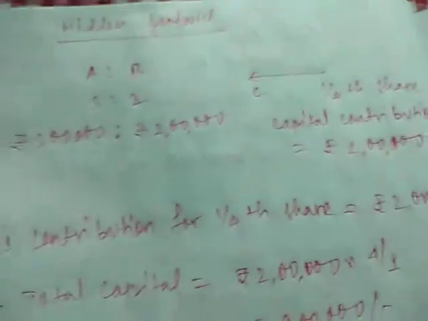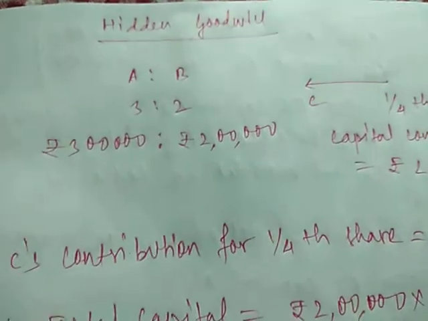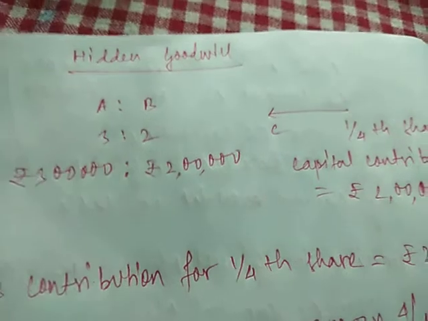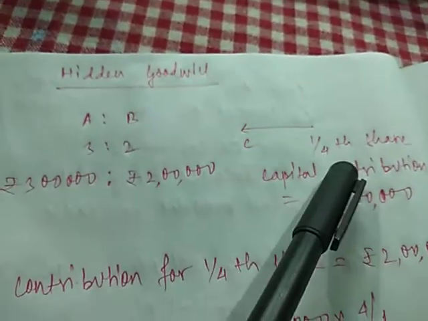Today we'll discuss the topic hidden goodwill. Just consider an example. If there are two partners A and B, the ratio between them is 3:2. C is the new partner being admitted for 1/4 share. Here in this case, C is admitted for 1/4 share.